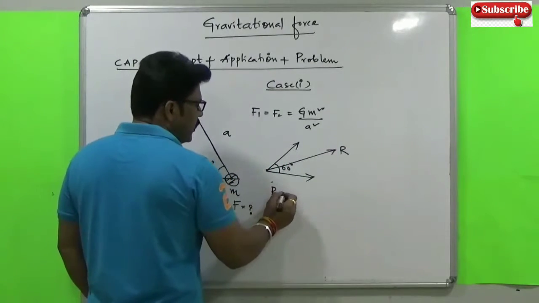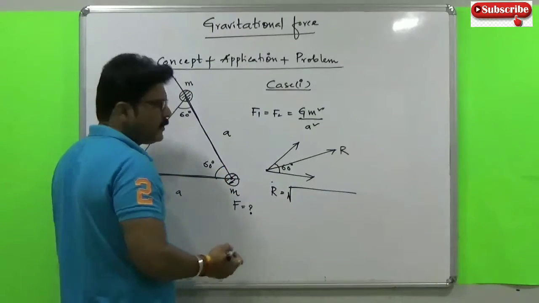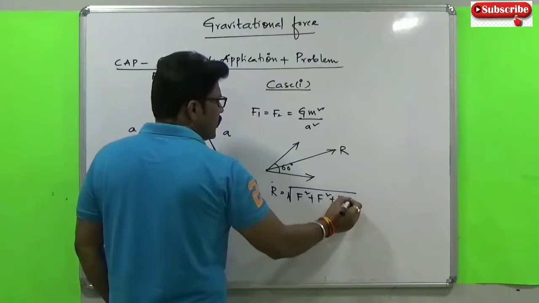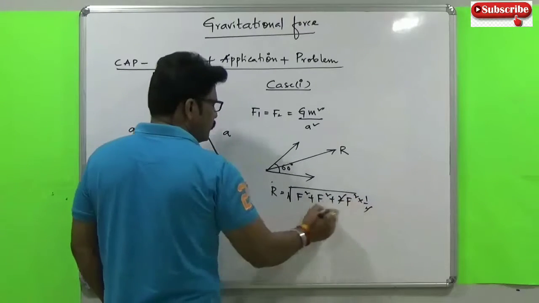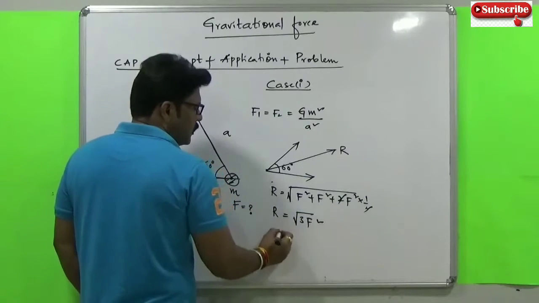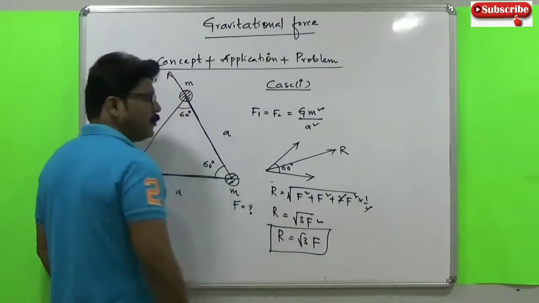So resultant vector will be under root of p square plus q square plus 2pq cos theta. So that is f square plus 2f square cos 60, which is nothing but 1 by 2. Root 2 will get cancelled. R is equals to under root of 3f square. R is equals to root 3 into f. Right. Root 3 into f.